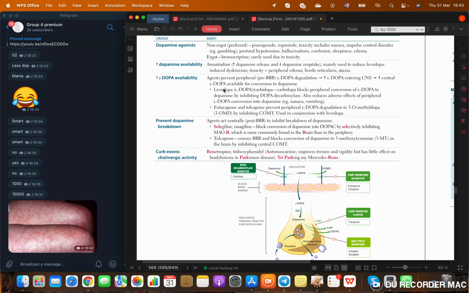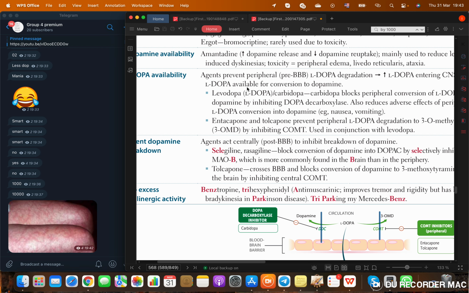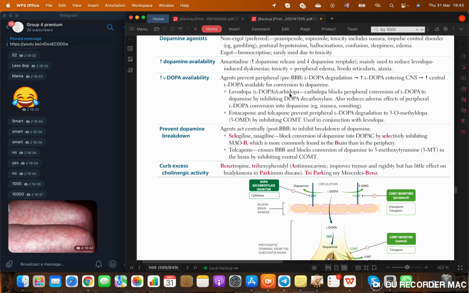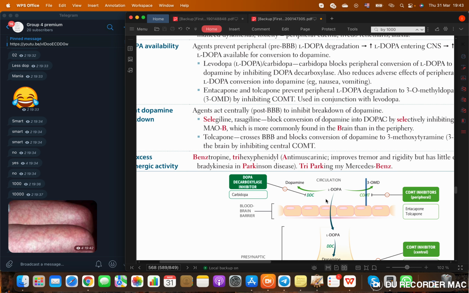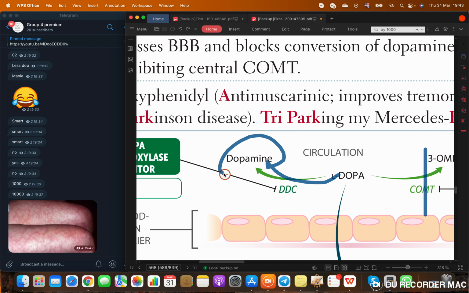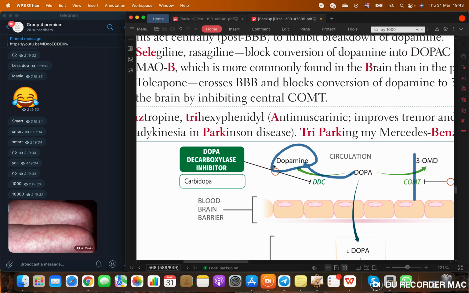How to inhibit it? Let's take a look. So L-DOPA available for conversion to dopamine. So we have the levodopa-carbidopa combination. The carbidopa will block the peripheral conversion of L-DOPA to dopamine by inhibiting the DOPA decarboxylase, which is this guy. It also reduces the adverse effects of peripheral L-DOPA conversion into dopamine, like vomiting and nausea. Remember, when you convert to dopamine, a lot of dopamine in the periphery is no fun. It leads to edema. It leads to vasodilatation, which leads to hypotension.